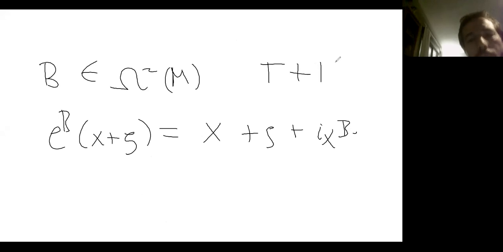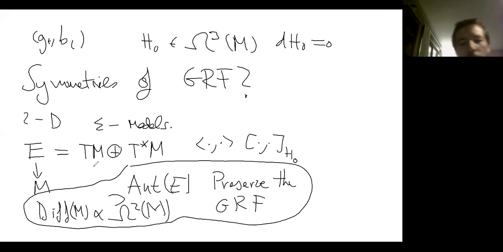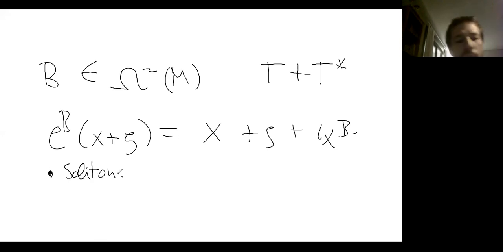So just to finish, let me mention that out of this basic observation, it's not a simple observation, but it's a basic observation, that the automorphisms of an exact Courant algebroid preserve the generalized Ricci flow, we're going to obtain some spin-off applications. One is a natural notion of soliton for the generalized Ricci flow, which are supposed to be like the limits of generalized Ricci flow when t goes to plus infinity.